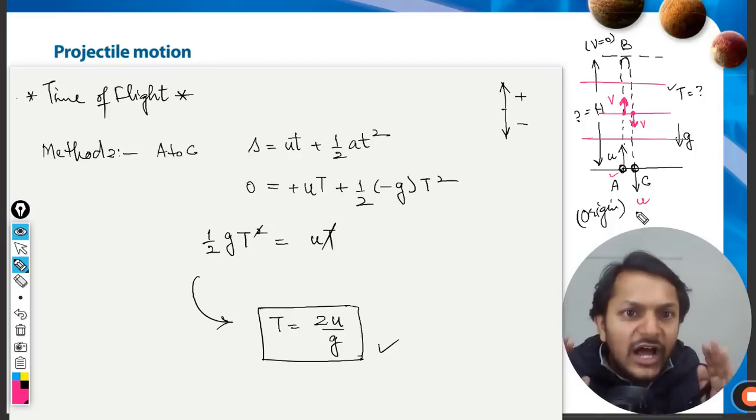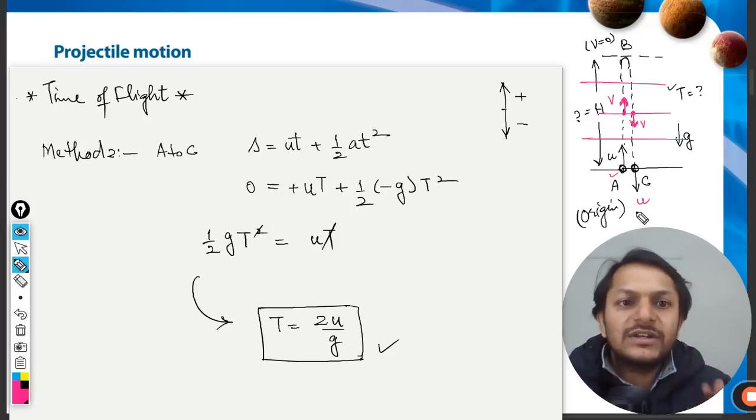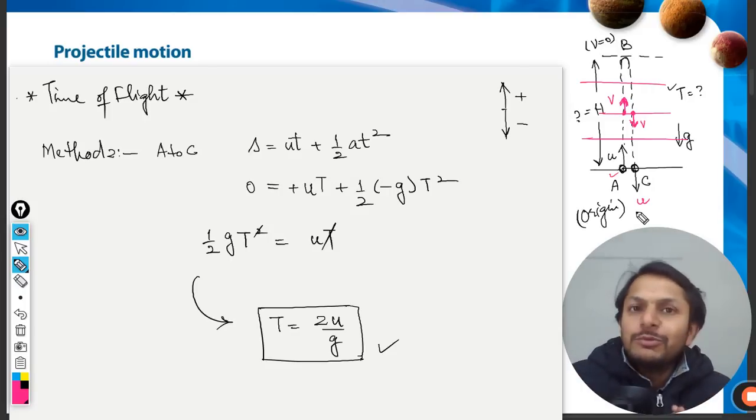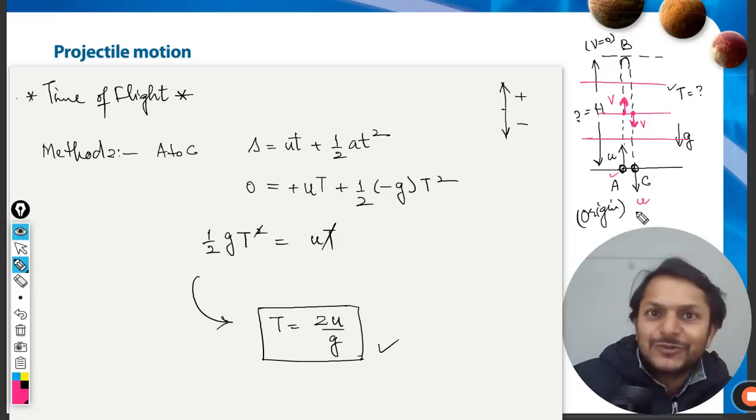So anyways, up till now, this is the vertical projectile for you. After this, we will move to the horizontal projectile motion in the next video.